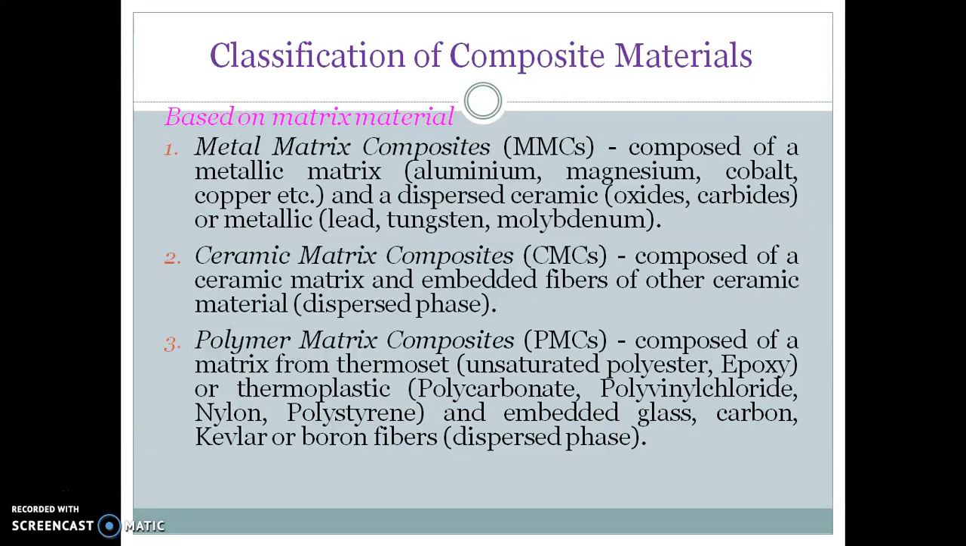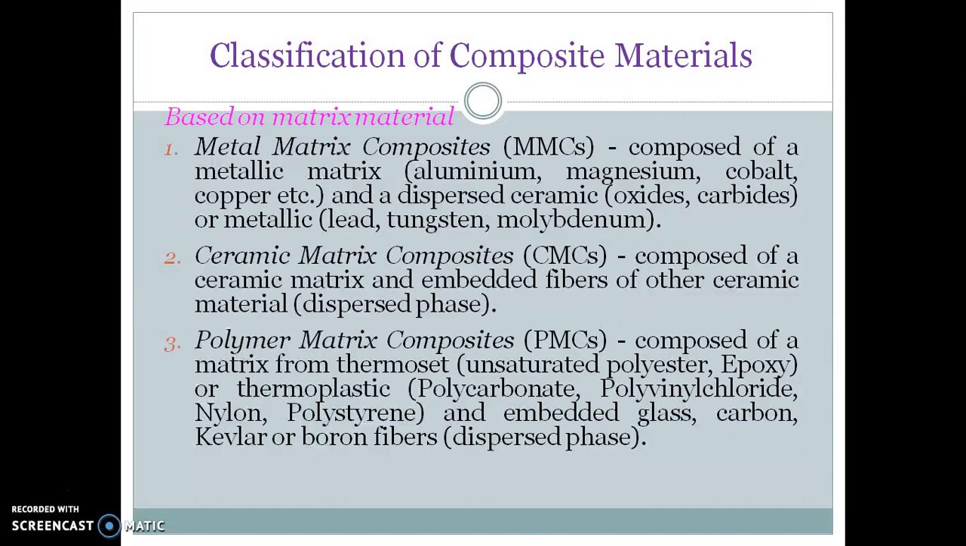In short, the composites which we prepare by using metals like aluminum and taking dispersed ceramics like oxides, metallics, carbides, etc., are called metal matrix composites.